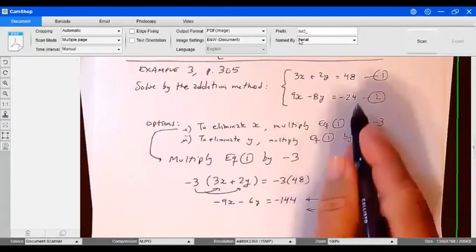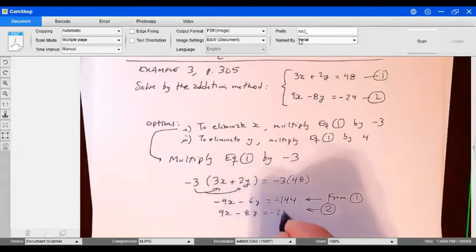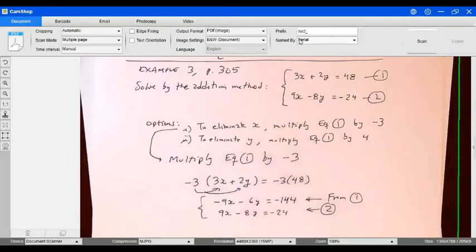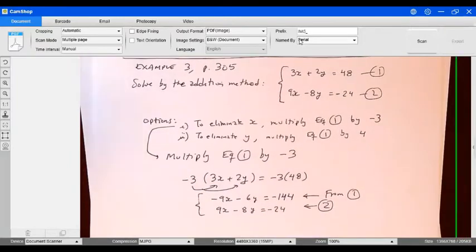From equation 2, we only have 9x minus ay equals negative 24. So I have now my system here. So I'm going to add those equations. So we're going to add these two equations.